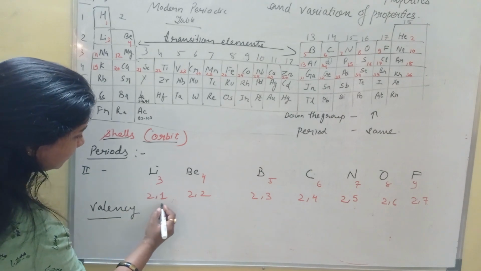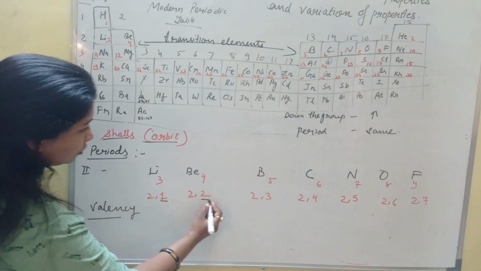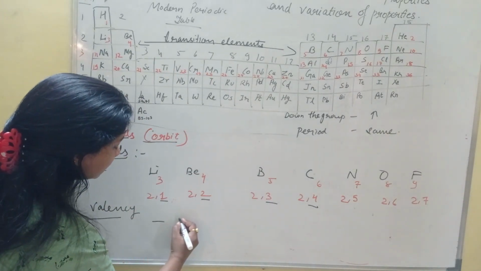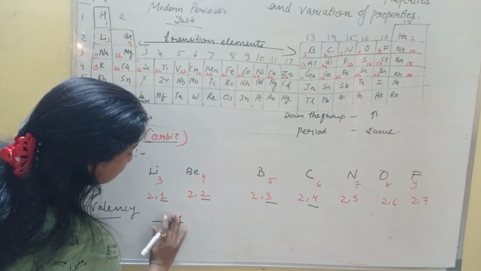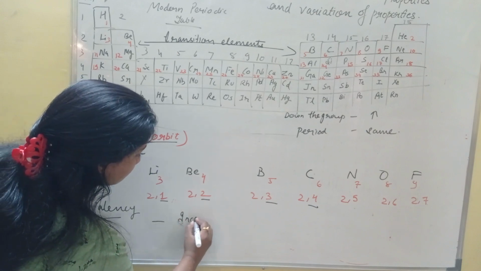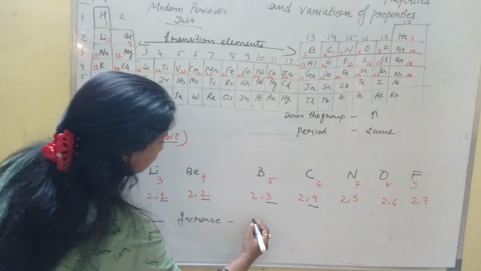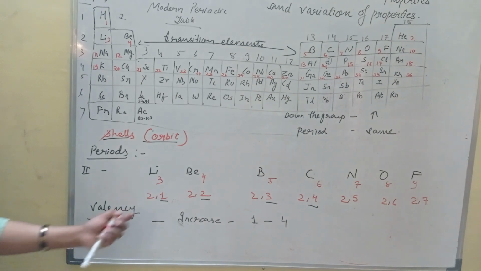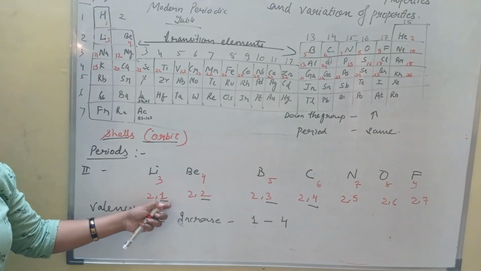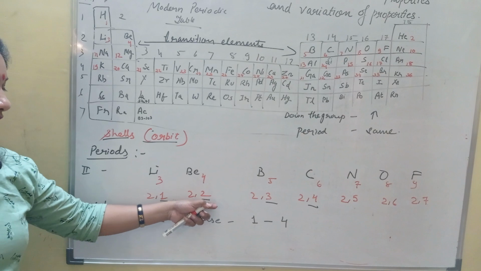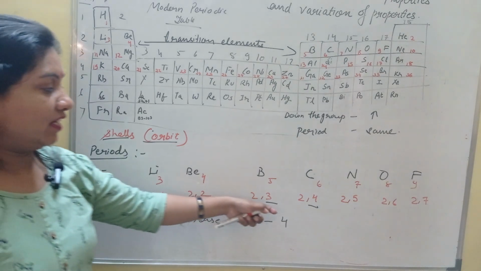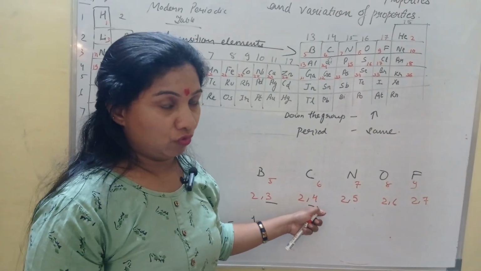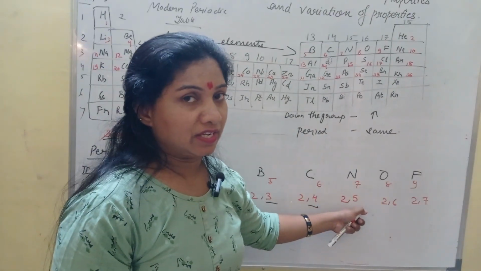So what will happen? This is the valency 1, 2, 3, 4. So you can see that valency increases from 1 to 4. If valence shell electron is 1, valency will be 1. Valence shell electron 2, valency is 2. Valence shell electron 3, valency is 3. Valence shell electron 4, valency is 4. Valence shell electron 5, valency is not 5.